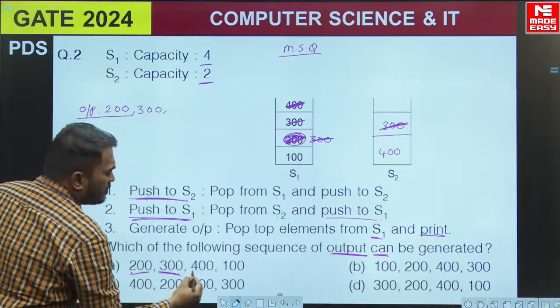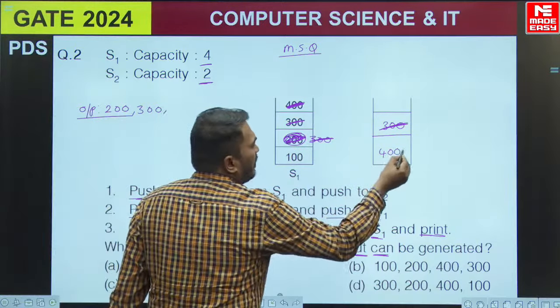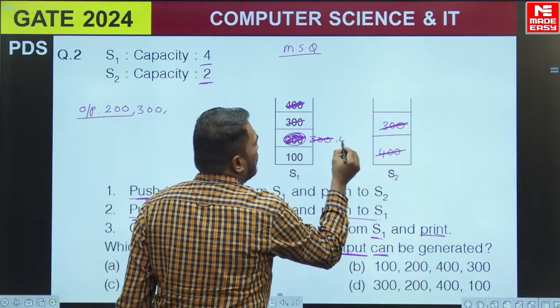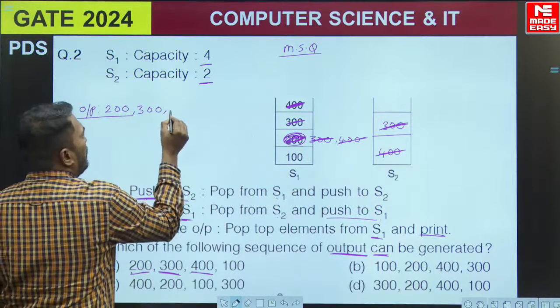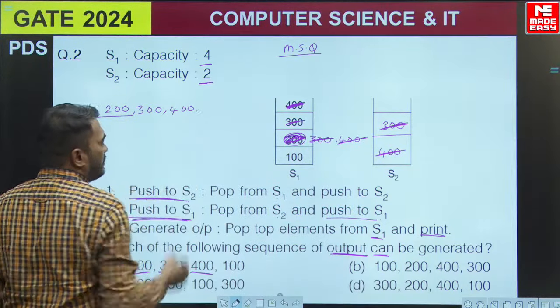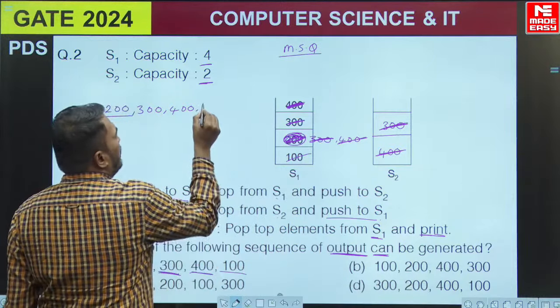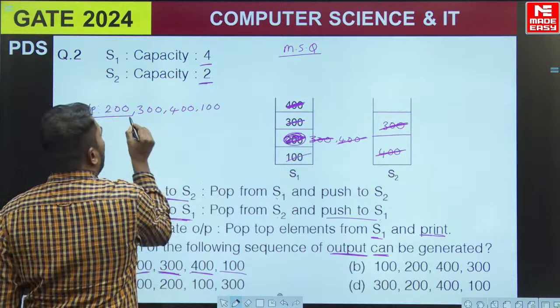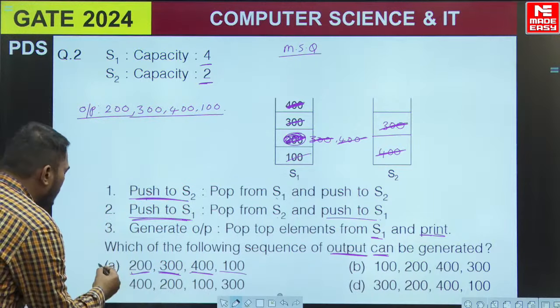Okay, fine. And next you want 400. In the same way, if you want 400, I will pop from S2 and push into S1, and I will pop from S1. So then you will get 400. And next you want 100. So then I will pop from S1 and print it here. Okay. See, remember, this sequence is possible. So option A is possible.